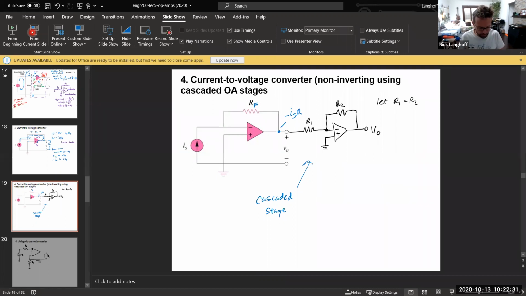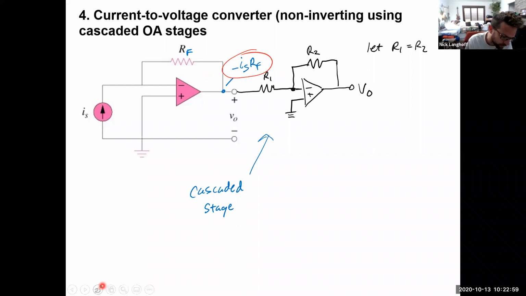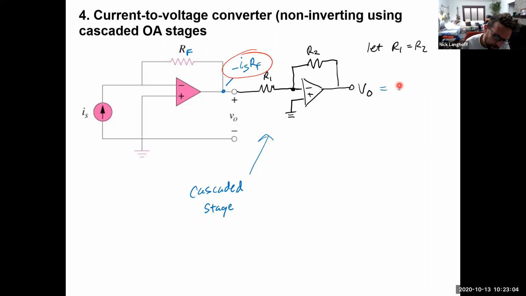Okay, so then let's take a look here. We've got that current to voltage converter that we just saw on the last slide. It gives out a negative IS times RF. That should be an RF there. If you wanted that to become a positive IS times RF, so let's say you wanted V out to equal positive IS times RF, so that you had no inverting going on.